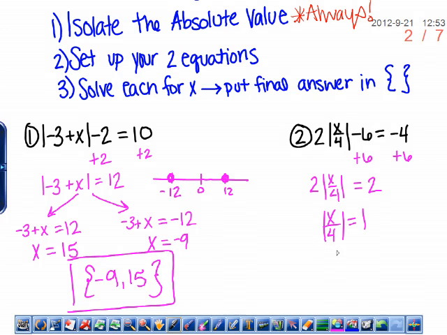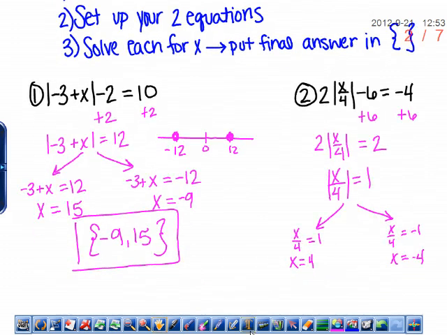From here, what do I do? Split it. So I get x over 4 equals 1, and x over 4 equals negative 1. So what does x equal? Good. Okay, and I write my final answer. Oh, yep, let's check. Guys, hush.